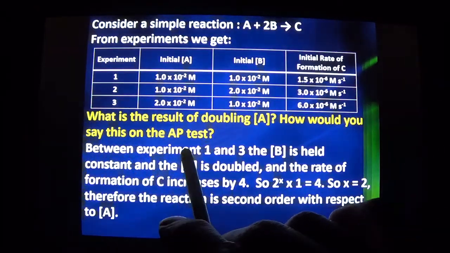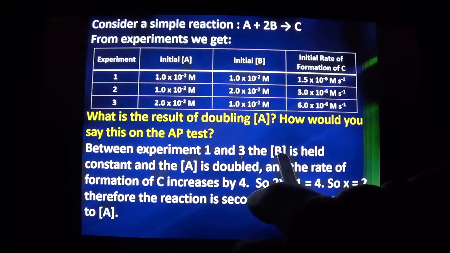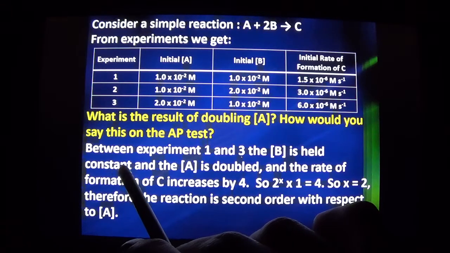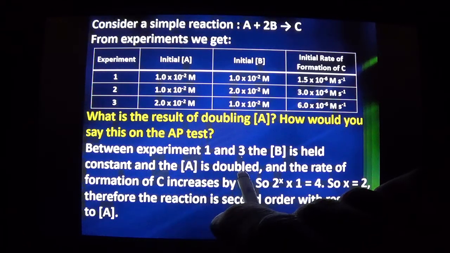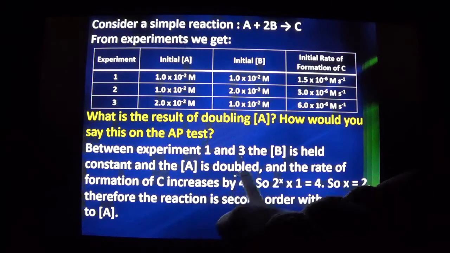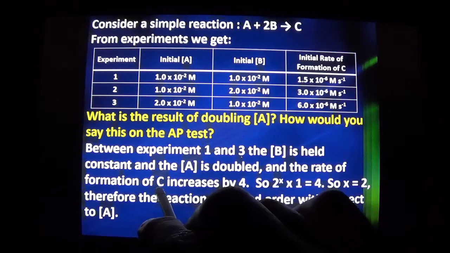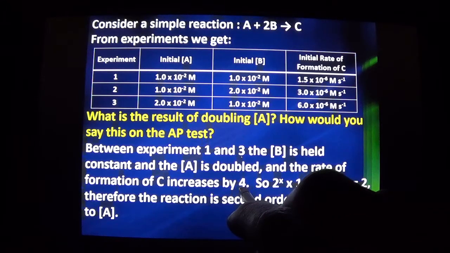Between experiments 1 and 3, the concentration of B is held constant and the concentration of A is doubled. Now, you could flip that. That makes no difference. You could say first A is doubled and B is held constant. They don't care. And I'm going to say the rate of formation of C increases by 4. And then I'm going to do my equation again.